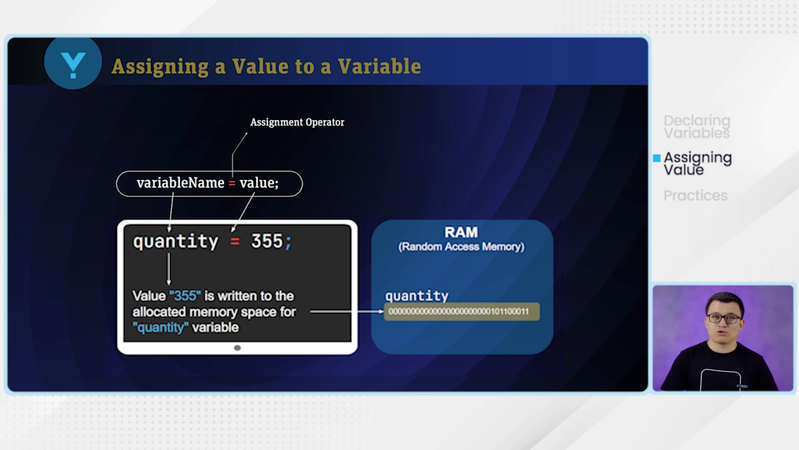Of course, 355 will be converted to binary code because the CPU can only process machine code. Machine code is binary code, which is constructed with zeros and ones. Okay, and the next time you call this variable quantity, whatever data was stored in the memory of the variable quantity will be returned to you.